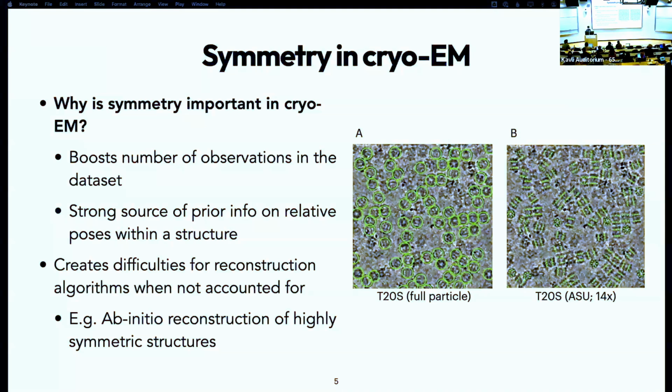Now, symmetry also provides a strong source of prior information about the relative poses within a structure. And specifically, knowledge of symmetry tells us the relative position and orientation of the asymmetric unit. Now, something important to note, and that we'll encounter today, is that symmetry doesn't always make things easier. In fact, it usually makes things more tricky. And one way that it does this is it can create difficulty with reconstruction algorithms when it's not accounted for.